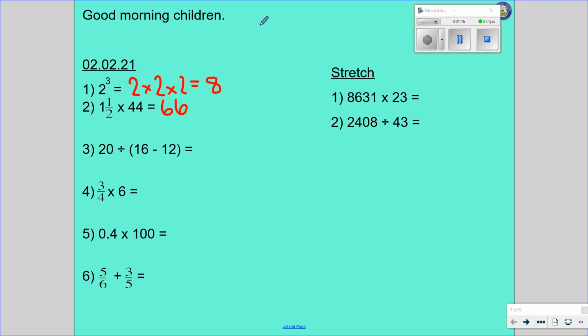Question 3 is a BODMAS question. So for this question I would write out BODMAS. Okay, and then I'd look at which bits of BODMAS I have in this question. Well, I've got brackets and I've got a divide. I've got a subtraction, but that's in the brackets, so I'm going to deal with the brackets part first.